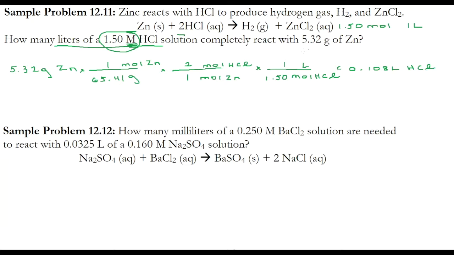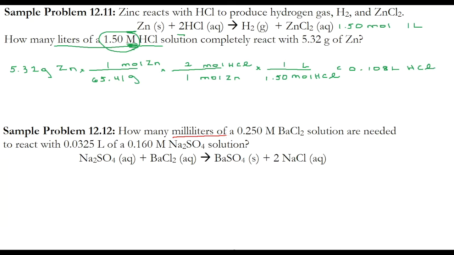It's going to be slightly different, but again, we just have to figure out what I need to get into, and that is what I'm going to be using my concentration for later on, if I'm needing to use concentration. So let's figure it out. It says how many milliliters of a 0.250 molar barium chloride solution are needed?